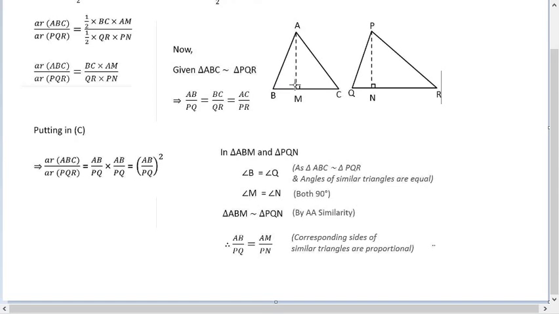These two angles are congruent, B and Q, because ABC is similar to PQR, therefore corresponding angles are congruent, and angle M is congruent to angle N. Why? 90 degrees both. So ABM is similar to PQN by what? AA test, right? Now when these two are similar, then the ratio of the sides will also be equal. Therefore AB upon PQ will be equal to AM upon PN, right?